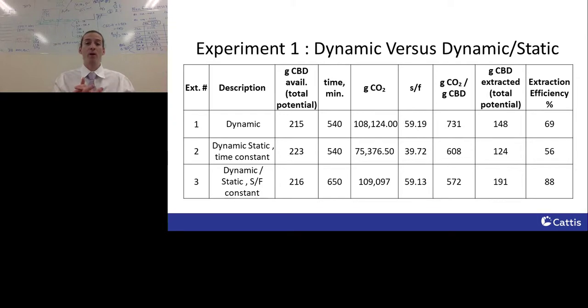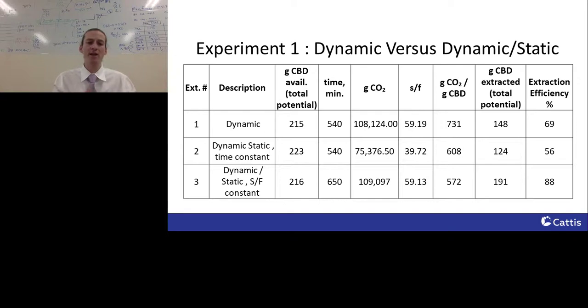And so what that's telling us is, well, we're using our CO2 more efficiently, meaning we're pulling out more CBD per gram of CO2. So two conclusions. One, we're not fully optimized here. However, we are moving in the right direction, right?